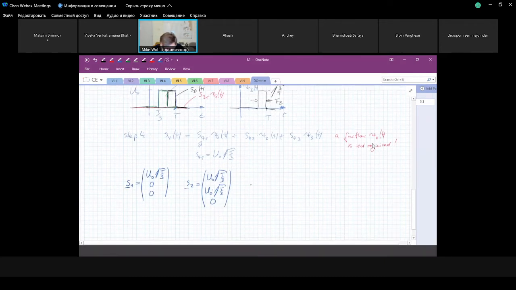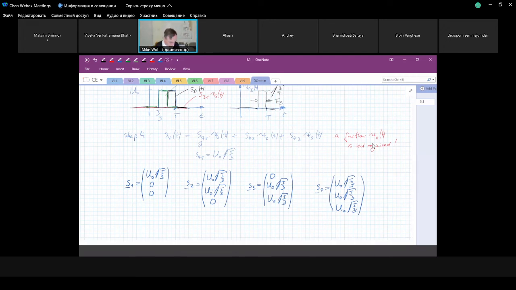So, and then S3. How does it look like? S3 is, of course, 0, u naught times square root of T by 3, in this example, u naught times square root of T by 3. And the last signal is u naught times square root of T by 3, u naught times square root of T by 3, and again u naught times square root of T by 3. That's all. And now we have the signal vectors. So 4 signal vectors.